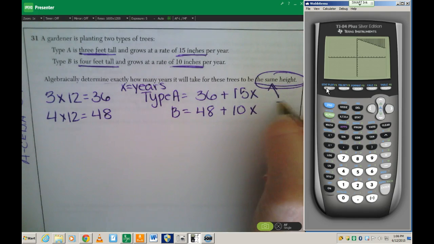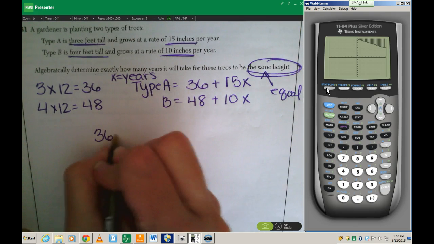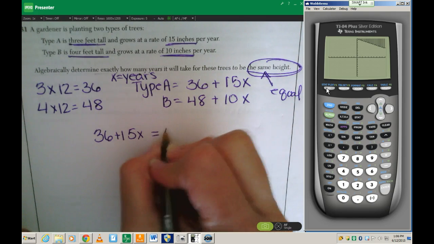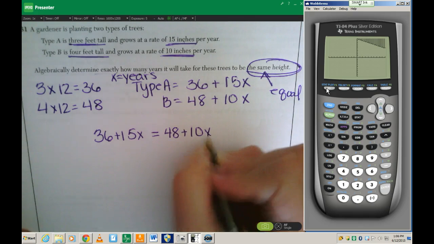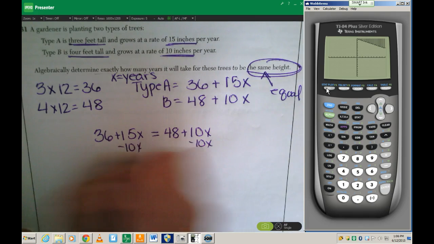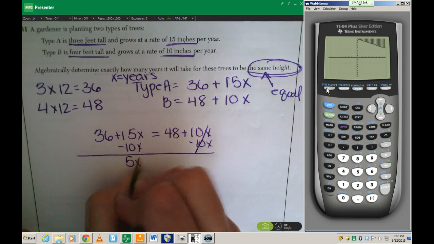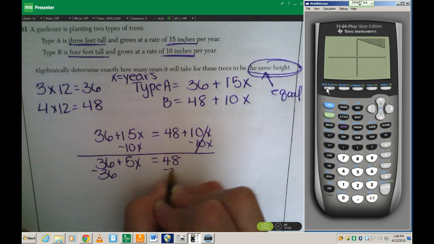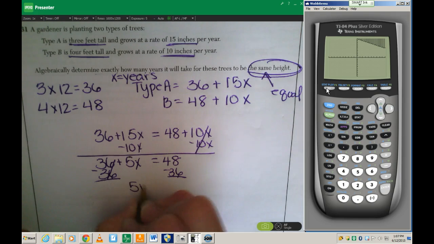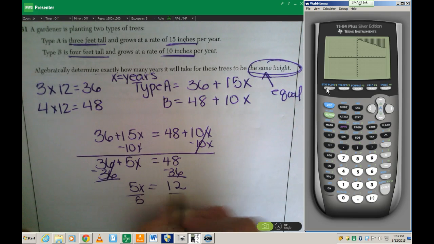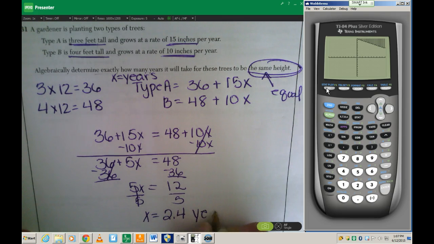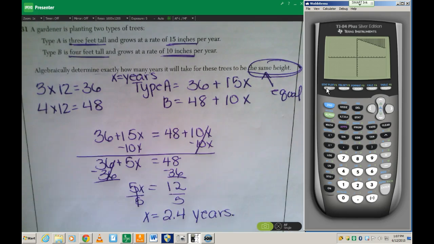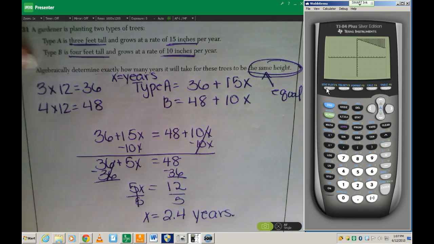Same is equal. So now I'm just going to write 36 plus 15x equals 48 plus 10x. Subtract 10x from both sides. We get 36 plus 5x equals 48. Subtract 36 from both sides. 5x equals 12. Divide both sides by 5. x equals 2.4 years. Man, I like that one a lot better. Okay. Next question.